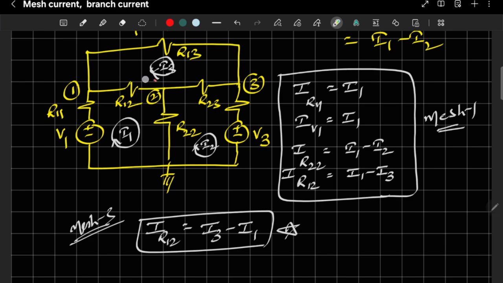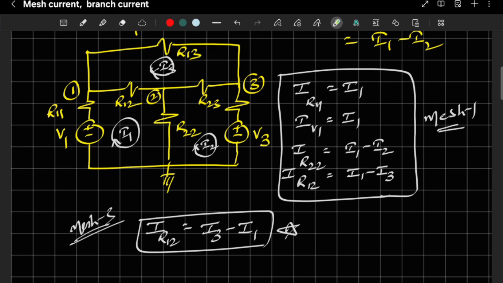I3 is moving from 2 to 1. That's why it will become minus I3. Okay, actually I3 is going from 2 to 1. I need from 1 to 2 only, because I am looking in mesh 1 only. So with respect to mesh 1, how to take I3 from node 1 to node 2? I know that is minus I3. So in that criteria, I got I1 minus I3.